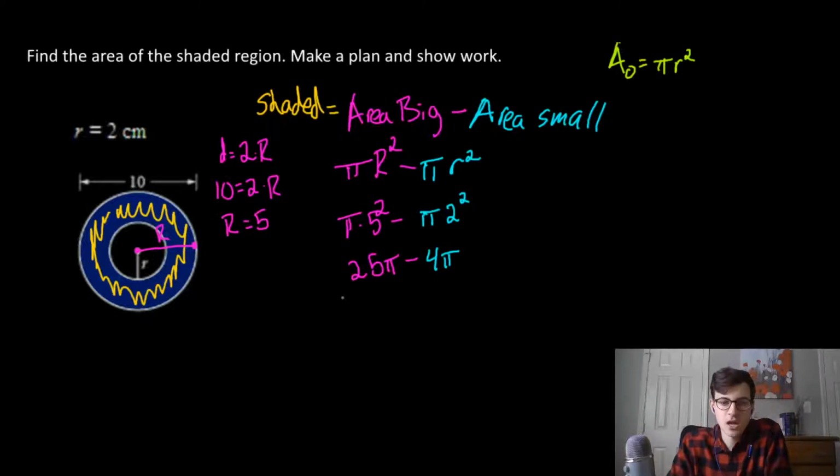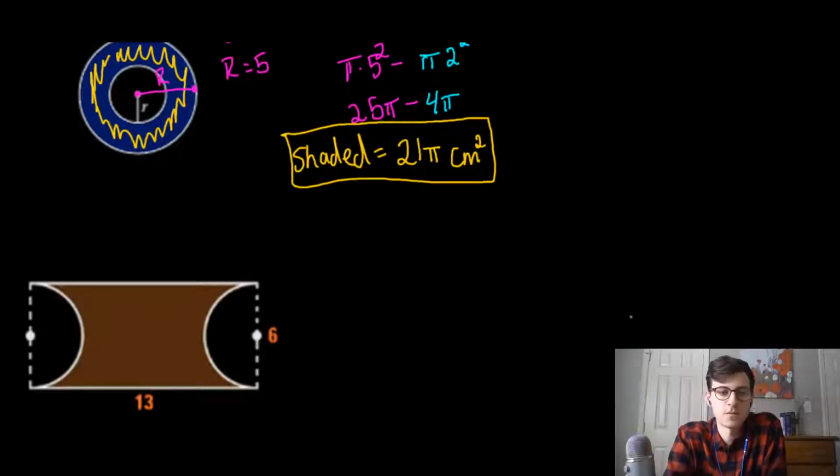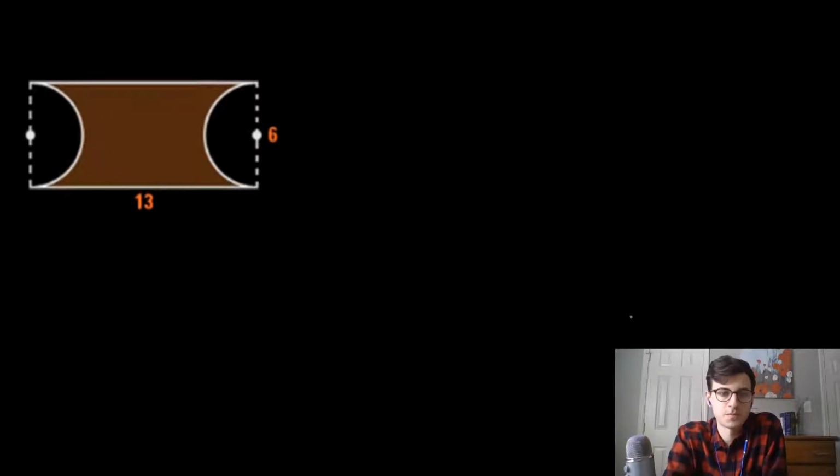So then the shaded area is 25 pi minus 4 pi, or 21 pi. My units are centimeters, so that's centimeters squared. And that is the shaded area of these circles. So find the area of the big circle, find the area of the small circle, and subtract. Use the diameter to find the radius. That's really helpful for us. Let's move on.